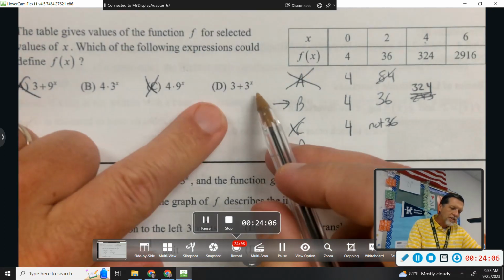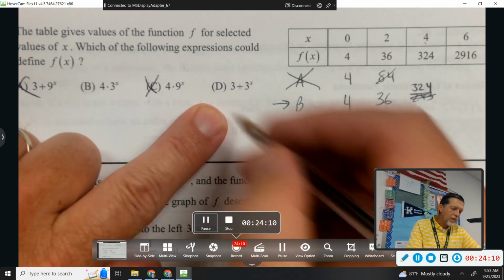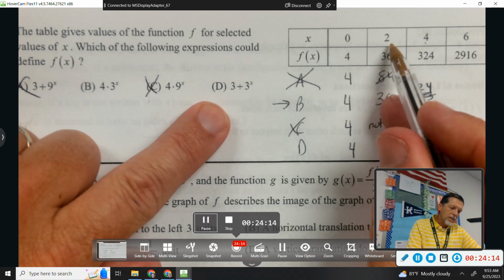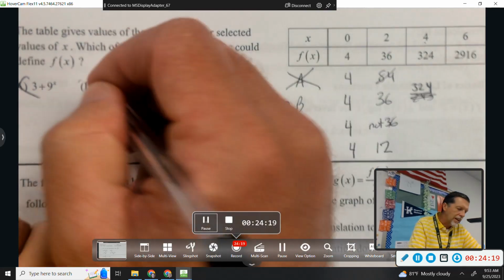3 plus, this is not looking promising, but 3 plus 3 to the 0, that is 4. Okay. 3 plus 3 squared. 3 squared is 9, so that's 12, so that's not it. It's B. We were right.